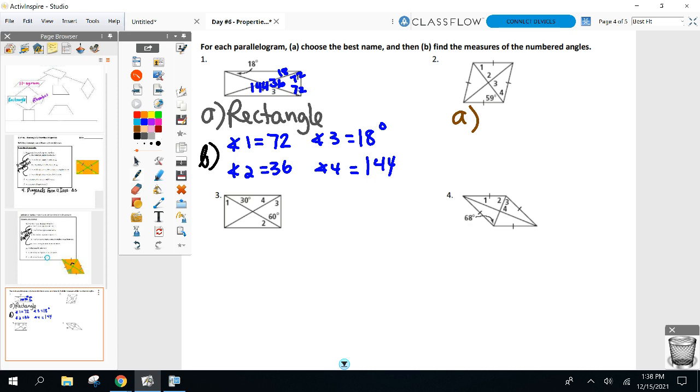Got a better name? Rhombus, right? All 4 sides are equal. Hey, whoa. Don't go on to the angles yet. Real quickly, I actually gave you more information than you needed. How do you make a parallelogram into a rhombus without saying all 4 sides are equal?